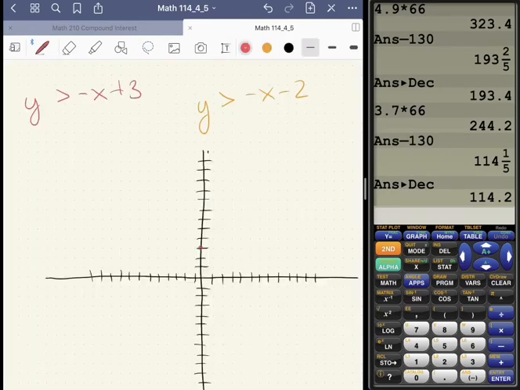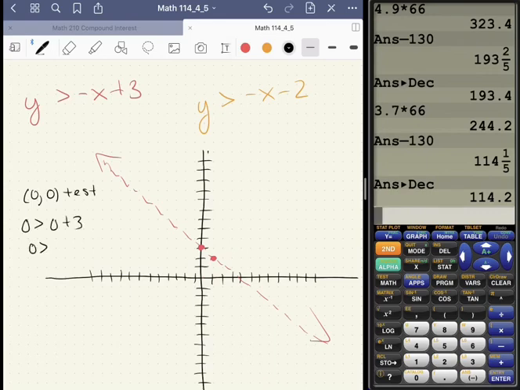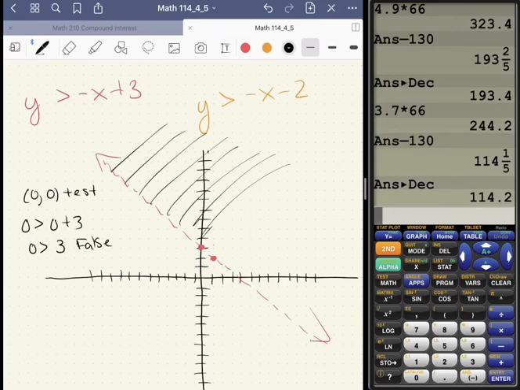So the red is telling me to go up 3, 1, 2, 3. Then go 1 down and 1 to the side, 1 down and 1 to the side, right there. So these are dotted lines because they do not have an equal sign. Then I'm not going through the origin, so I'm going to use 0, 0 to test. So I have 0 plus 0 greater than 3. So this is false. Since this is false, that means I have to shade opposite of where the origin is.